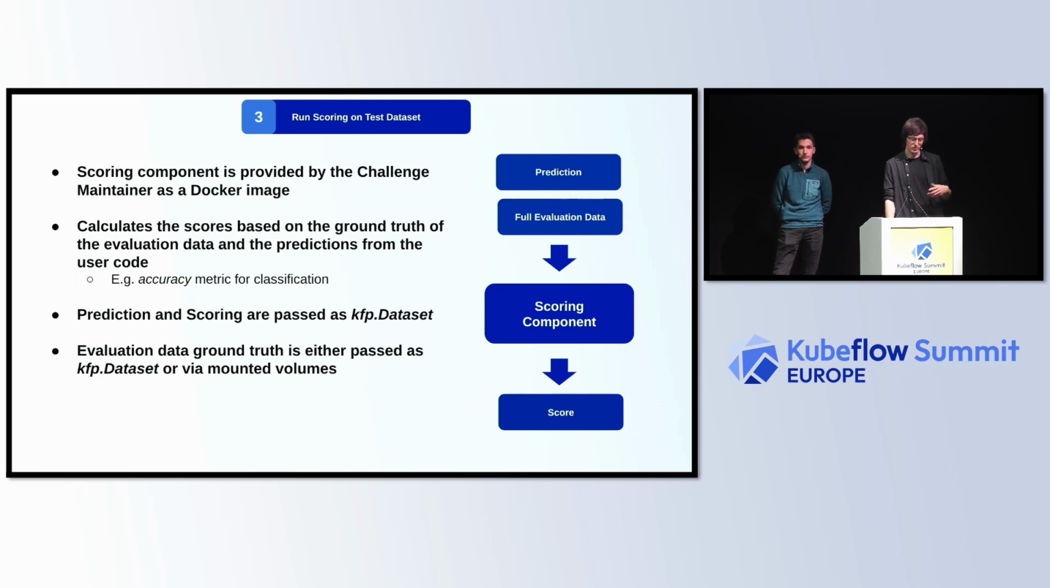Now, calculating the scores on a test dataset. This component is again provided by the challenge maintainer because it highly depends on each challenge, on each use case. This could, for example, be an accuracy metric for classification. In this case, the prediction from the user code and the scoring itself, the score value, are passed again as a KFP dataset. The evaluation data, the ground truth data that is needed to compare to the user prediction, is passed as a KFP dataset, or again via a path to a directory in a mounted volume.